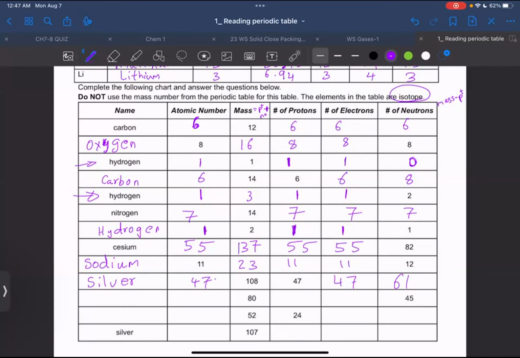Hey, this one's a mystery. Mass is 80, neutron is 45. So that's a 35. Who is at 35? Let's see, bromine. Not sure why this part doesn't write. Okay. This one is 24. So that would be chromium.